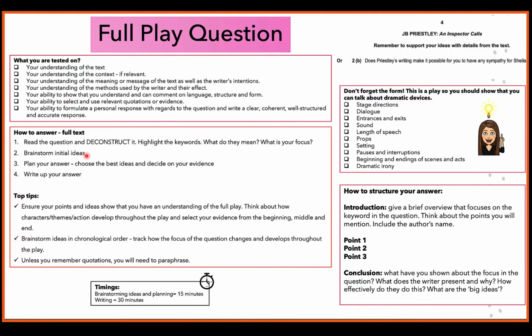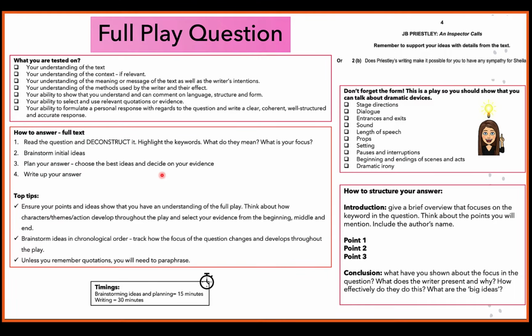Brainstorm your initial ideas. Just throw all of your ideas onto the paper, anything that you can think of. And then you can do a more structured plan. Look at all the ideas that you've got, choose the strongest ones, the ones that you think are really clear, the ones that you think you can find evidence for, and then decide on your evidence. Your evidence must come from several different points in the play, so what you don't want to do is pick everything from Act 1, for example. And then obviously write up your answer.